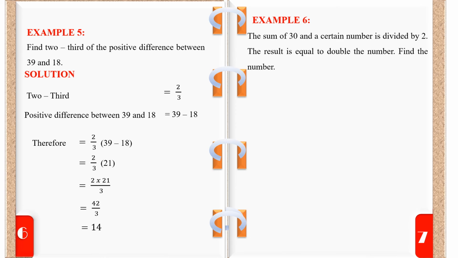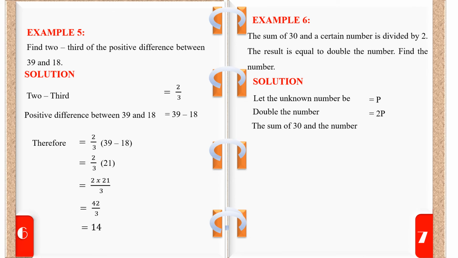Example 6. The sum of 30 and a certain number is divided by 2. The result is equal to double the number. We have to find the number. To solve that, we say let the unknown number be p. Then double the number is 2p, and the sum of 30 and the number is going to give us 30 plus p. Then the sum divided by 2, that is 30 plus p divided by 2.